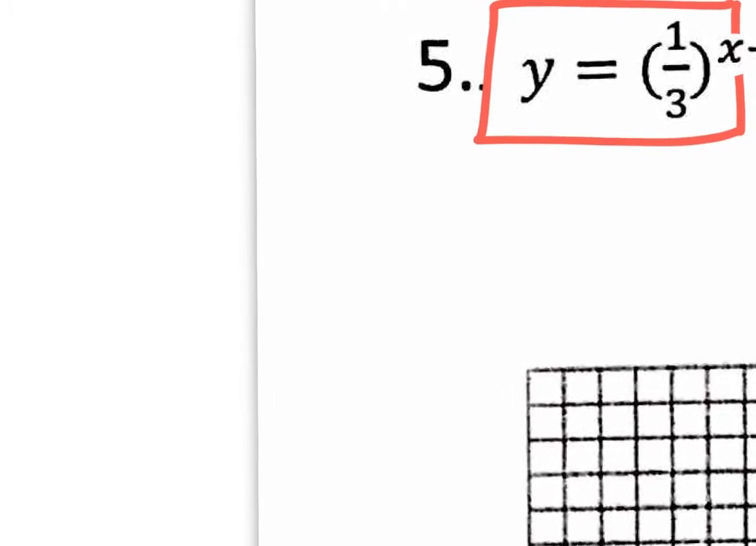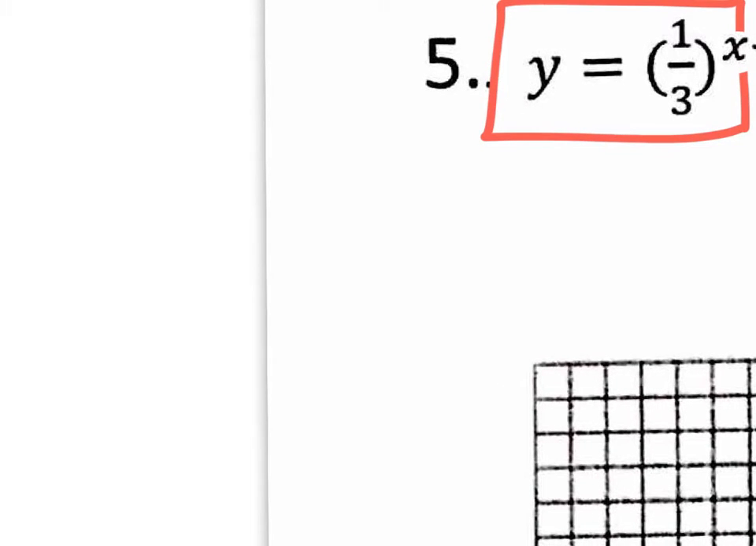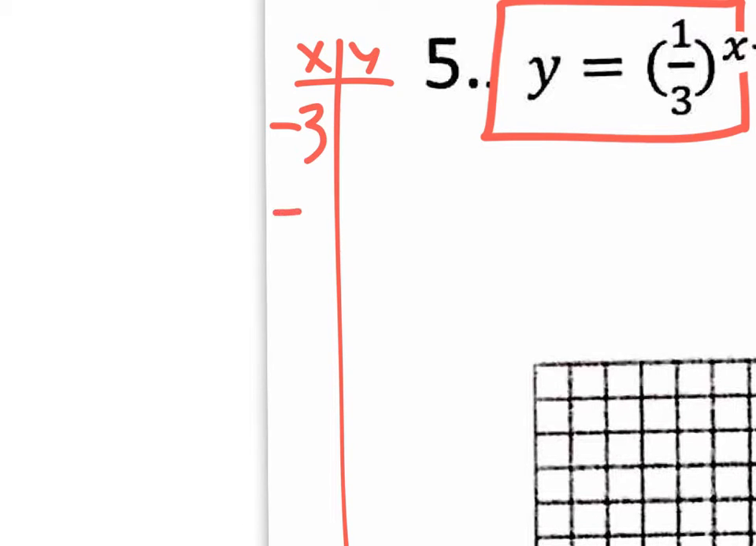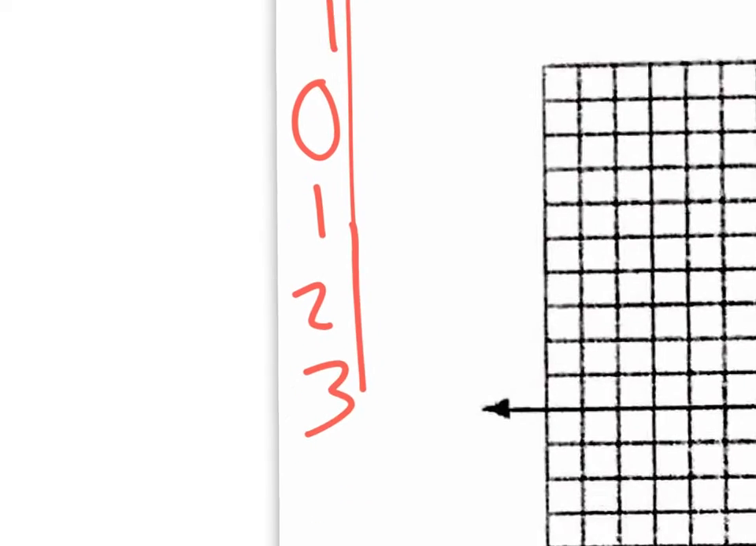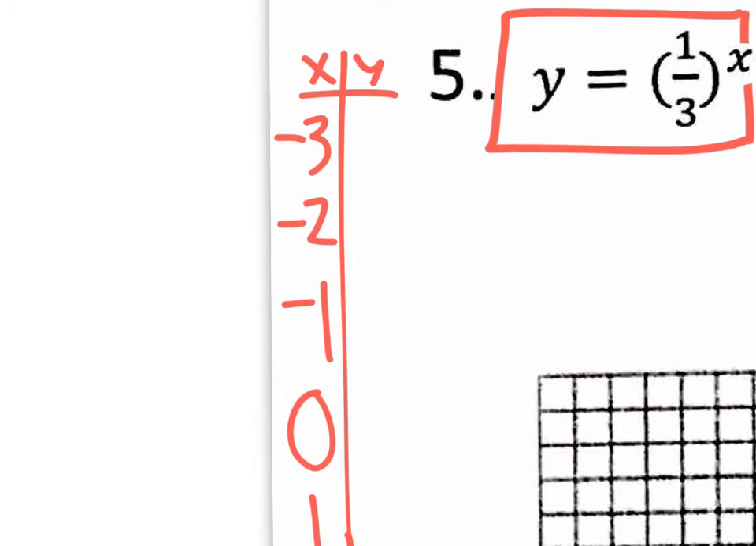We could look at that exponential decay function and make an xy table for it and plug in consecutive integer inputs: -3, -2, -1, 0, 1, 2, 3. What I want to do now is plug in the easiest input, 0. Anything to the power of 0 is 1, so that's my output for my input 0.